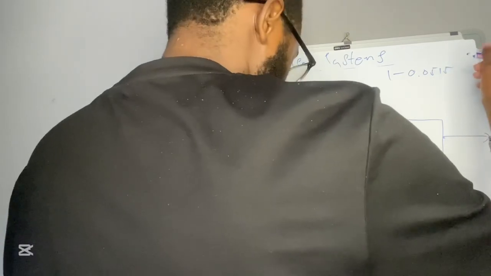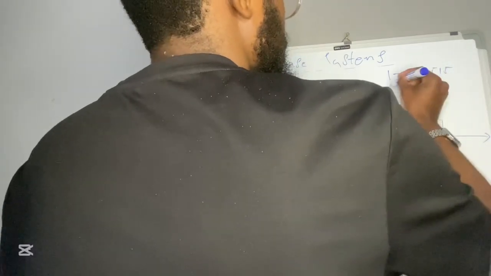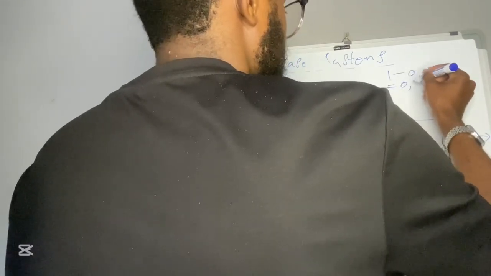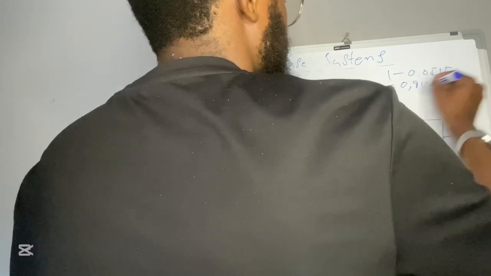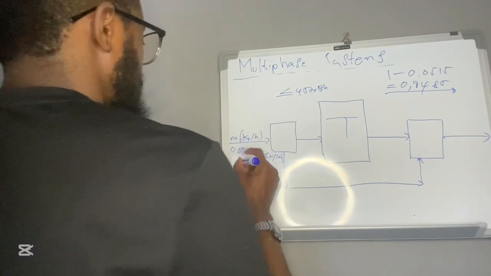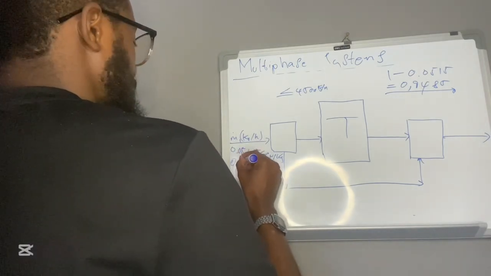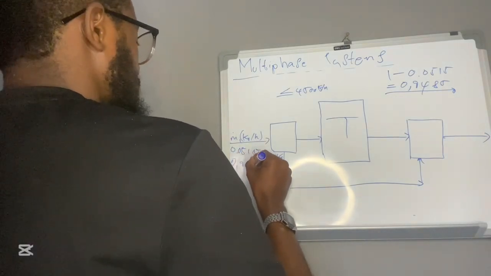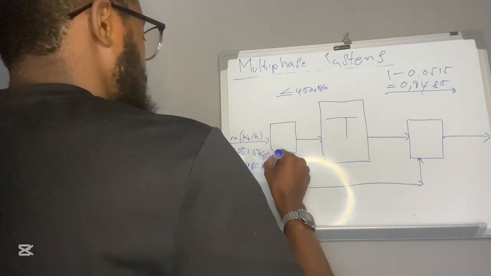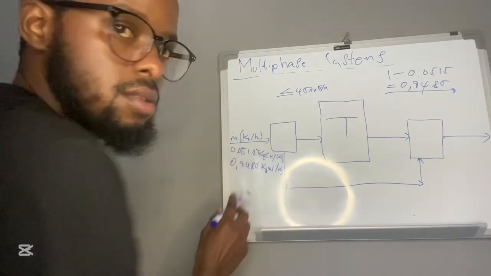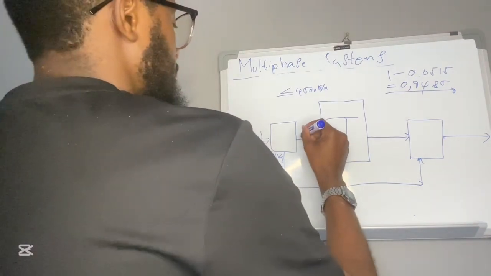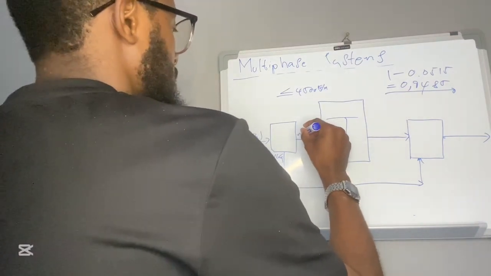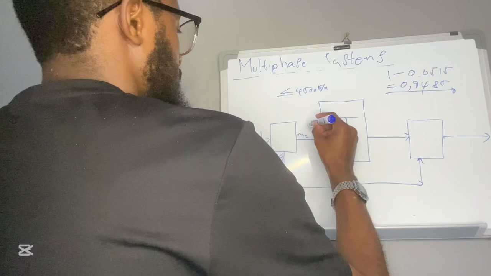0,515, right, equals to 0,9485, right? So you do your balance. 0,9485, because it's mixed with water, so that will mean water, right? And then whatever that we have here, we call it M2, right?